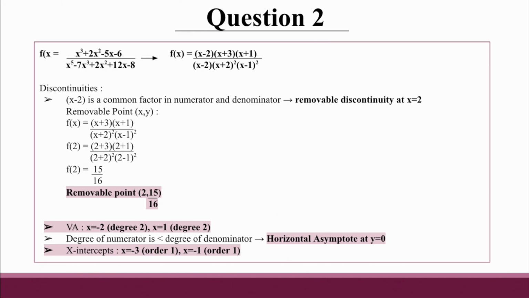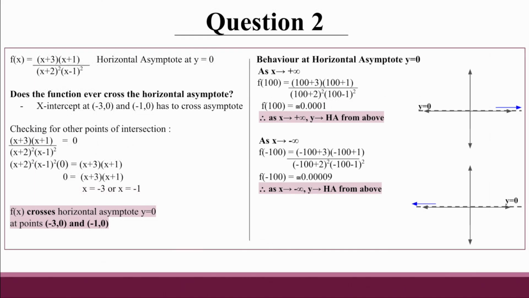Taking a look at the numerator now, we can see that the x-intercepts are -3 and -1 from the zeros of the factors x plus 3 and x plus 1. Now let's take a look at the horizontal asymptote y equals 0 and check if the function crosses it. Setting the function equal to 0, we solve 2 values of x, which are -3 and -1. These are the x-intercepts, which makes perfect sense because x-intercepts occur when y is equal to 0, which is the horizontal asymptote.